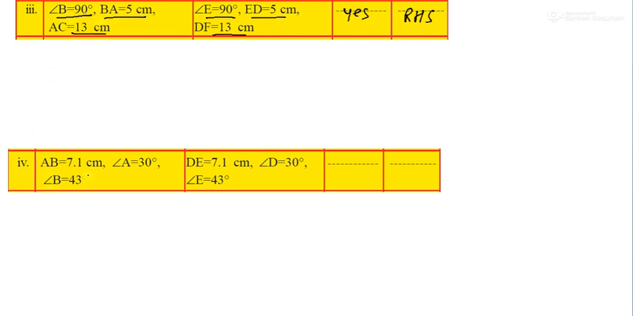Now come to this fourth part. AB is equal to 7.1, and DE is equal to 7.1. Correct. Angle A is equal to 30 degrees, so angle D is equal to 30 degrees. And angle B is equal to 43, and the other angle is also 43. But only the angles are equal, so there is no congruency. So you can write no, no rule.